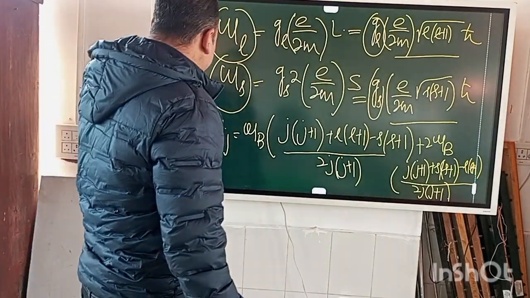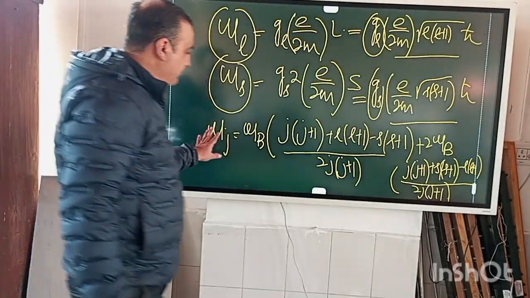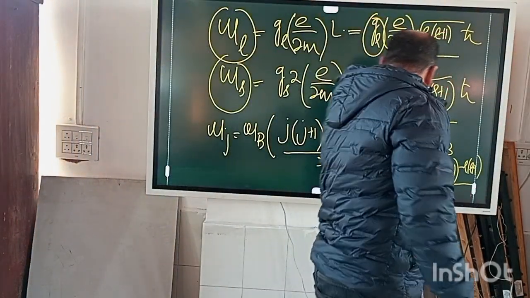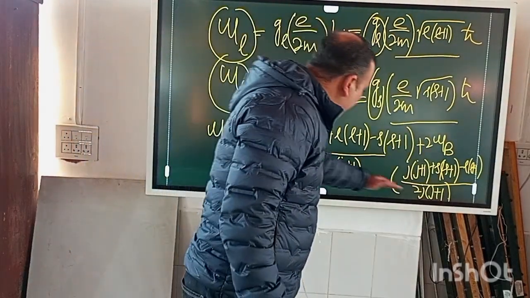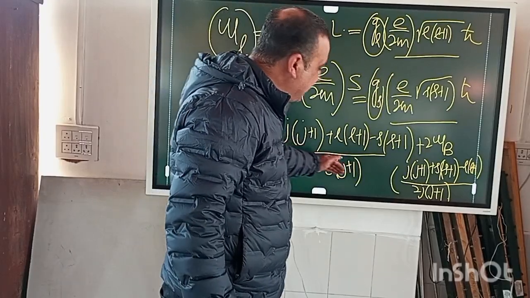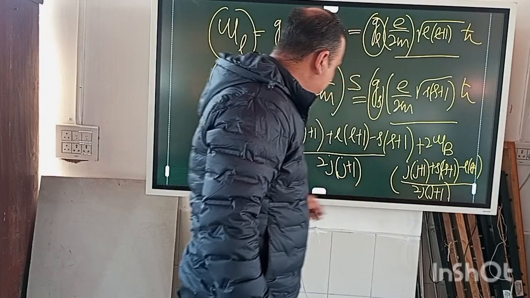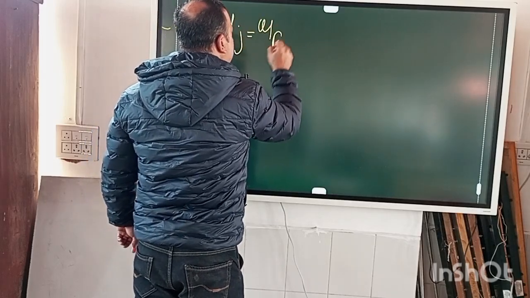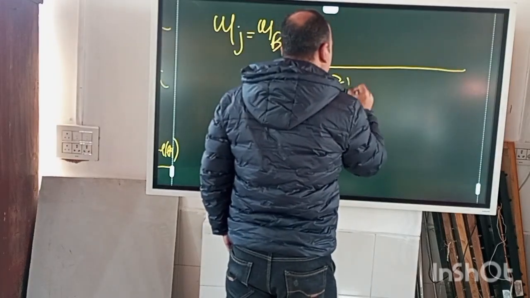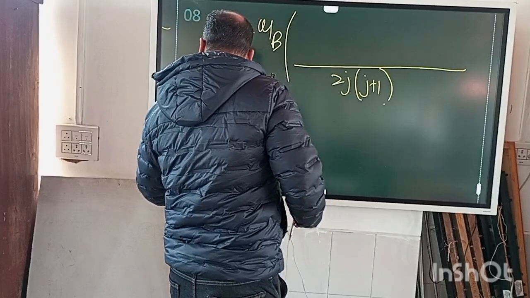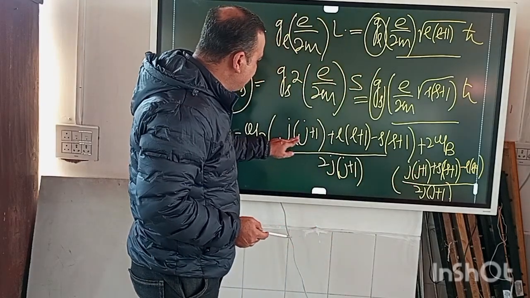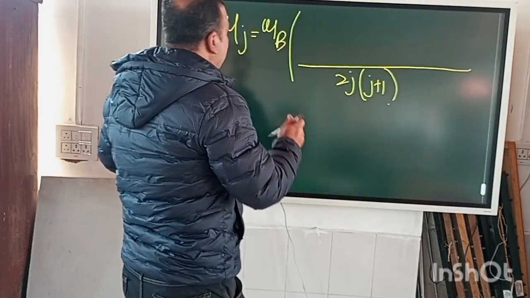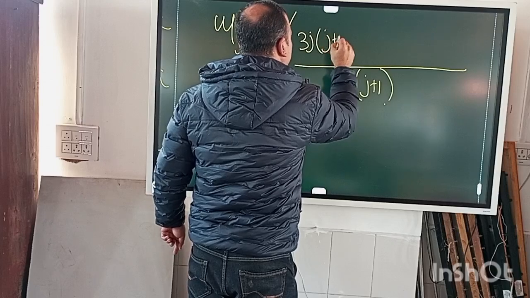Right? So this is the measure of the total magnetic moment of this atom, and we can move on from here. You can see that we have 2 times mu B, so mu B can be taken out, and the denominators are the same. This is 2J times J plus 1, and this is again 2J times J plus 1. So mu J will be mu B, a single bracket, with 2J times J plus 1 in the denominator. Now 2 times J plus 1 plus J times J plus 1 becomes 3J times J plus 1.